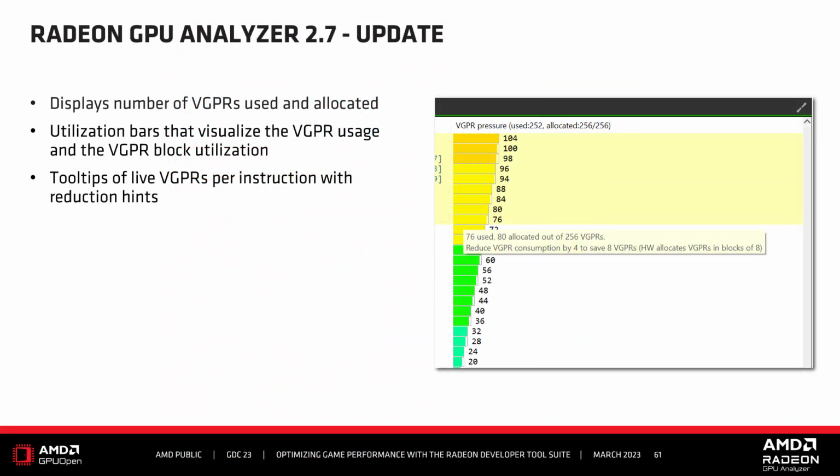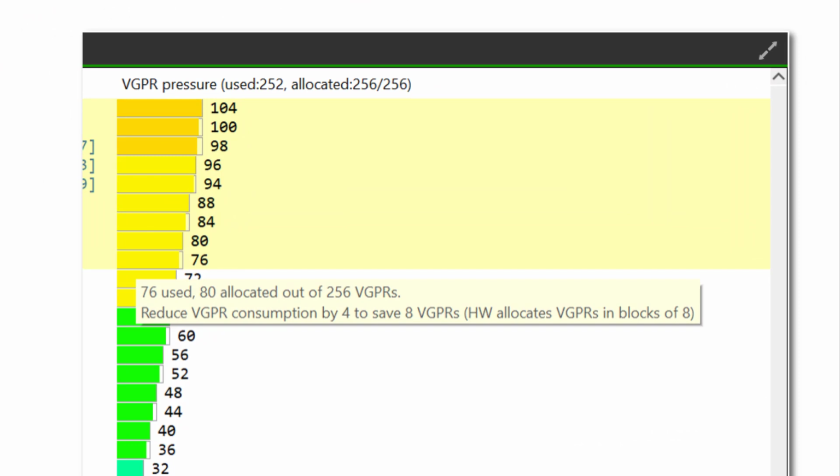Hovering over any of the column cells will show a tooltip that is designed to provide a summary of the live VGPR at the specific instruction and hint about how many VGPRs needed to be reduced to save a VGPR block at that instruction. Note that VGPRs are allocated in blocks, which vary in size. The VGPR block size is determined by the target GPU and in certain cases by specific characteristics of the shader, such as the wave size it was compiled for.